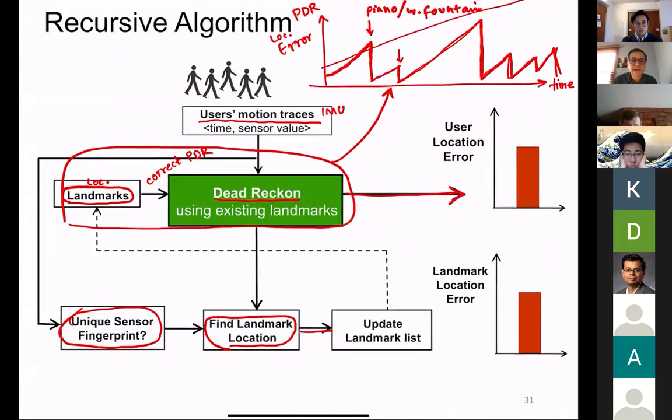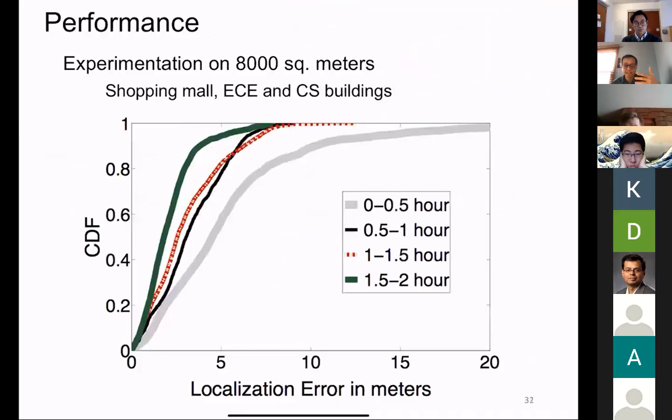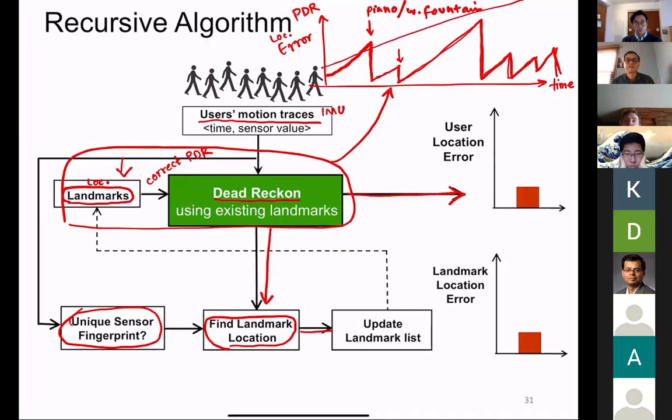So once I feed back my updated landmark list into here, I have better landmarks now, so my PDR will be better. If my PDR is better, when I use my PDR for landmark estimation, the landmark estimation will be better. So as I get more and more data from people, my landmark error drops, my user location error drops, and that keeps happening until it has stabilized. After some point, you cannot reduce it anymore. Make sense?